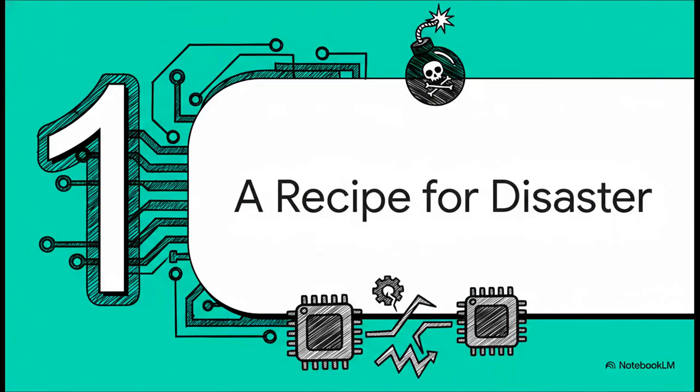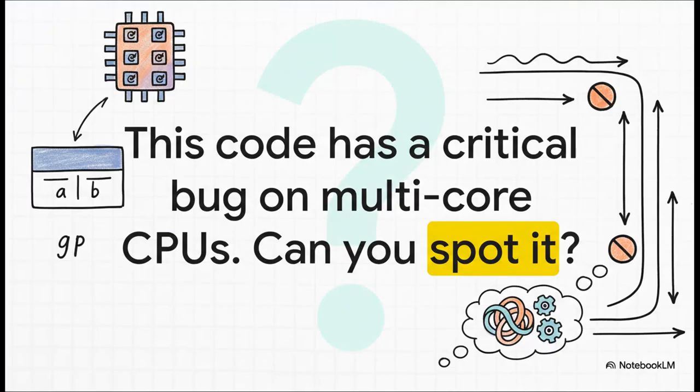Okay, so to kick things off, let's start with a little puzzle. We're going to look at a piece of code that honestly seems perfectly fine on the surface. It's simple, it looks logical, but it's hiding a ticking time bomb. A really critical bug that only rears its ugly head when you have more than one CPU in the mix. So here it is. Take a look.